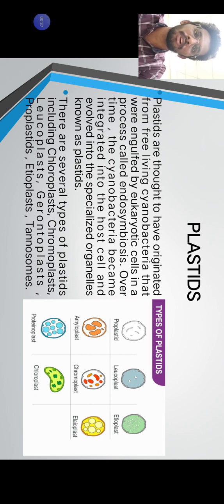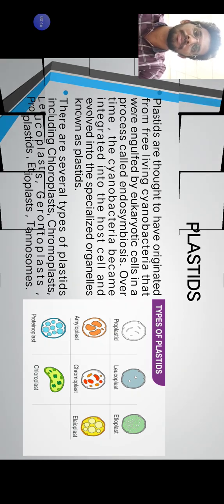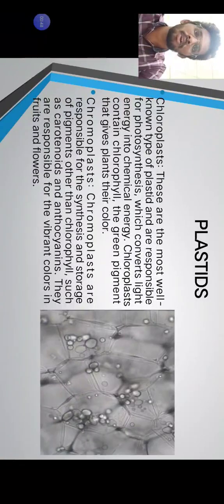There are several types of plastids including chloroplasts, chromoplasts, leucoplasts, gerontoplasts, proplastids, etioplasts, tanosomes. Chloroplasts. They are the most well-known type of plastid and are responsible for photosynthesis, which converts light energy into chemical energy. Chloroplasts contain chlorophyll, the green pigment that gives plants their color.